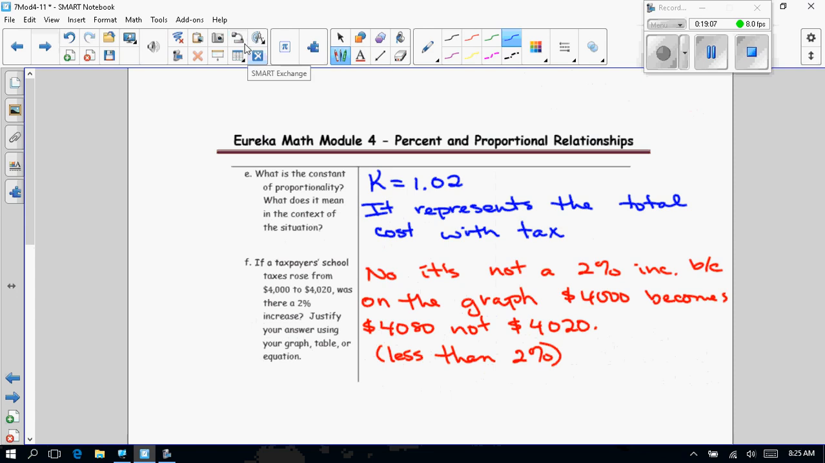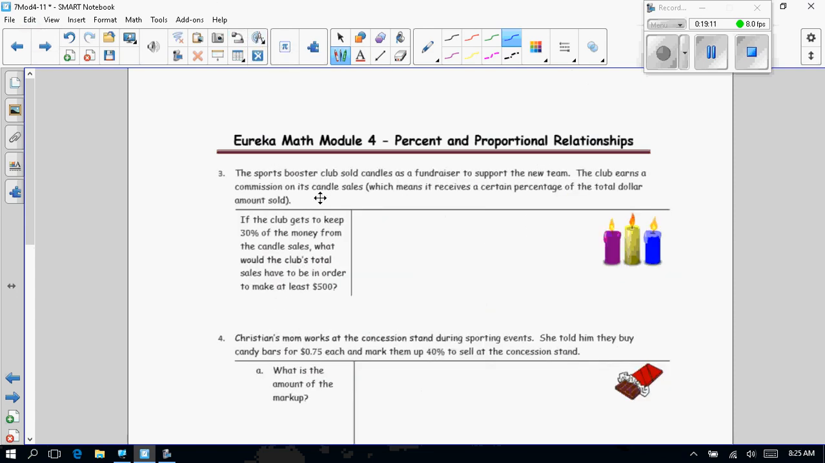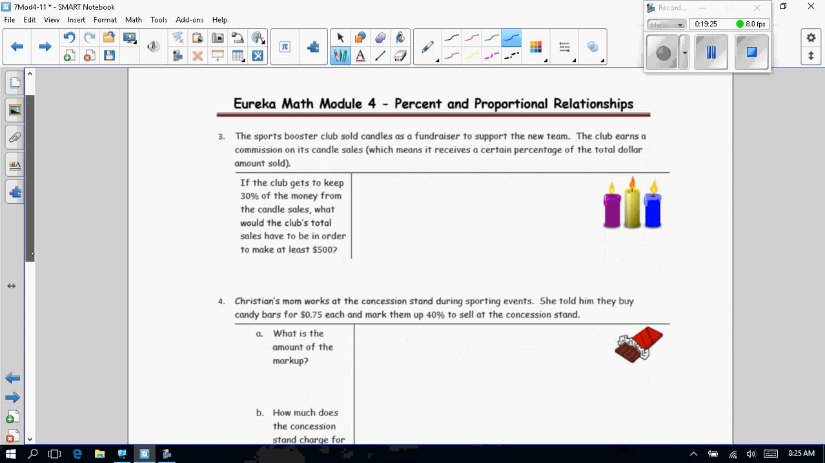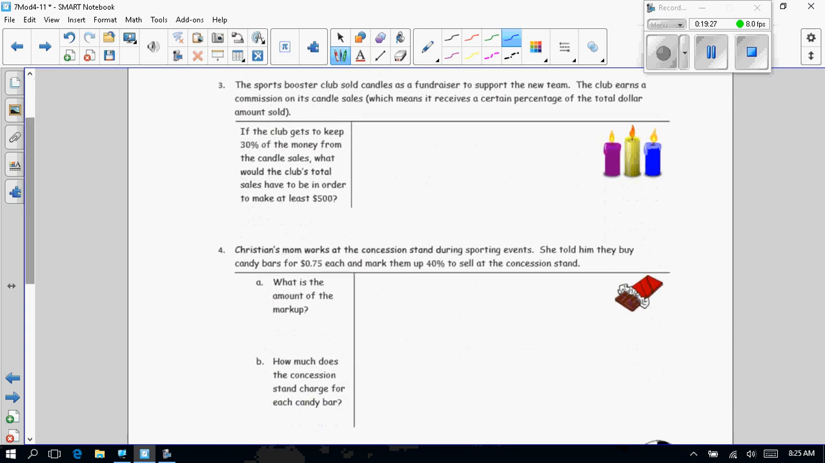All right, top of page 90, we're almost done. Let's take a look at 3 here. The Sports Booster Club sold candles for a fundraiser to support the new team. The club earns a commission on its sales, which means it receives a certain percentage of the total dollar amount sold. If the club gets 30% of the money from the candle sale, what would the club's total sales have to be in order to make at least $500?